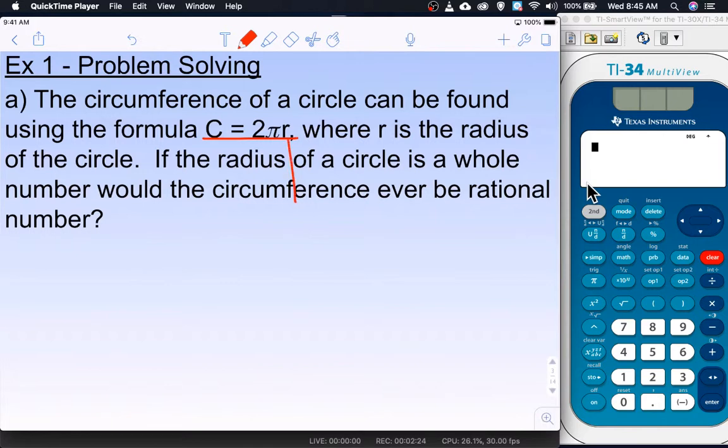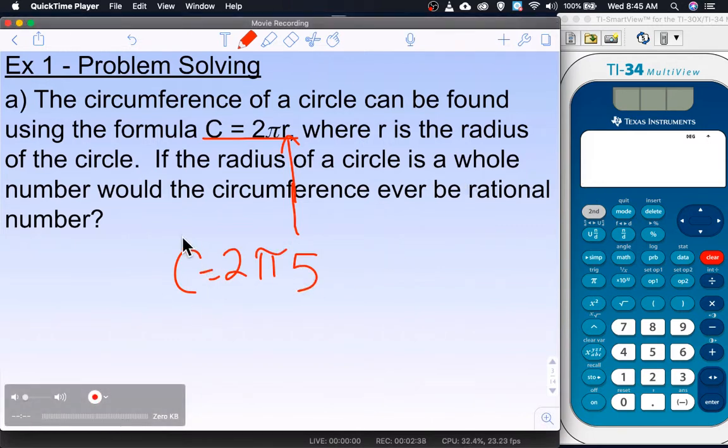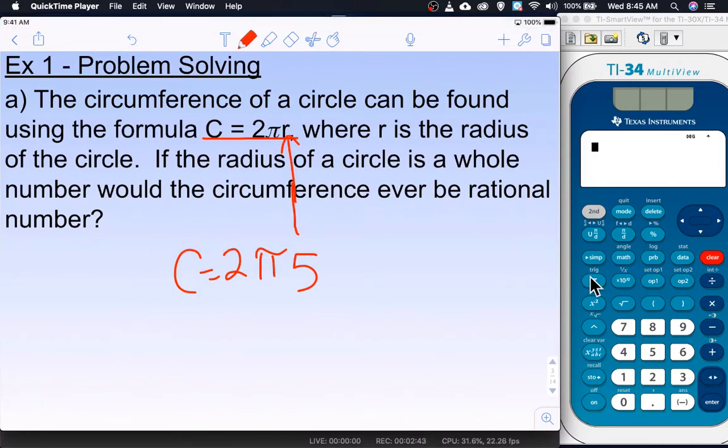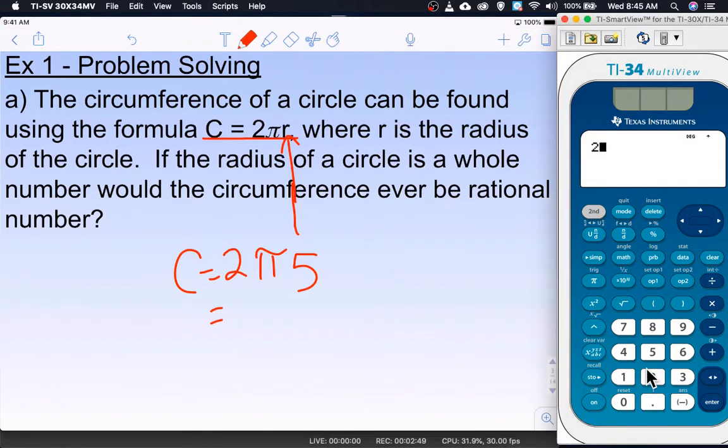So if the radius is a whole number, we could imagine any whole number we want in there. 5 was the first one that popped in my head. If I plugged in a 5 here for the radius, would my circumference ever be a rational number? Well, let's see. If I would do this math in the calculator, let's just see what this gives us. 2 times pi times 5. That's very not helpful at all, calculator. The switcheroo button right above the enter button will make it more helpful.